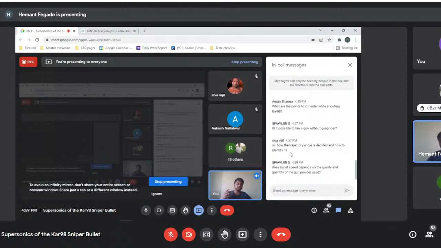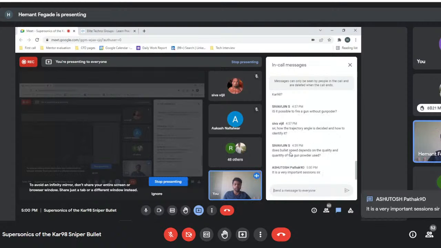The bullet speed does depend on the amount of gunpowder used, but it is highly calibrated to the range you're firing at. If you speak about a sniper rifle, in that case it does matter what quality of gunpowder is being used. Quantity not as such, because quantity is initially calibrated to give you the optimum range.